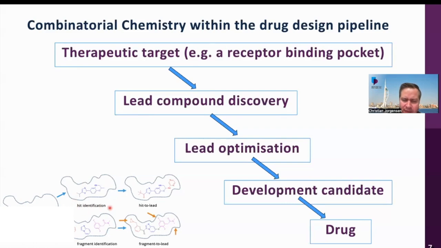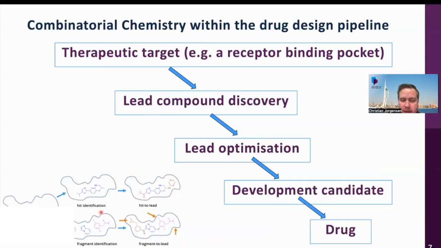One way is called hit identification, that results in a hit to lead. So you start with a scaffold, and then you optimize the scaffold, and that's called hit to lead. You start from something that has low activity, and then you increase the activity by adding things to the scaffold that are favorable to binding to that therapeutic target. That's called hit to lead. Another type of method is called fragment identification. So you look at fragments that might favorably bind to that binding site, and then you connect them in ways that are favorable. This is called fragment to lead.